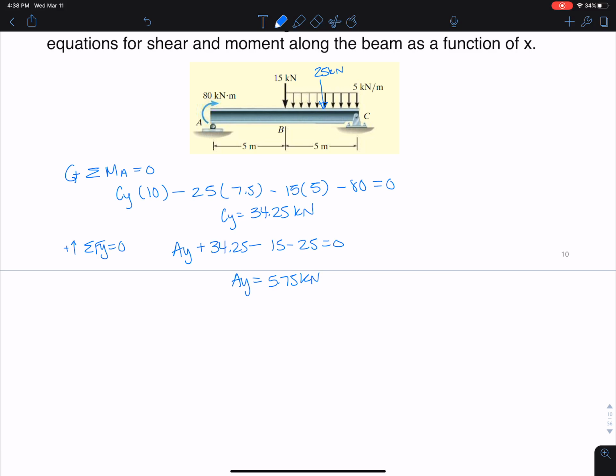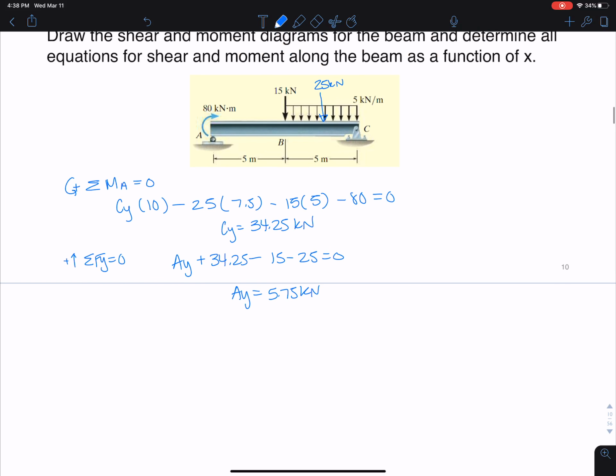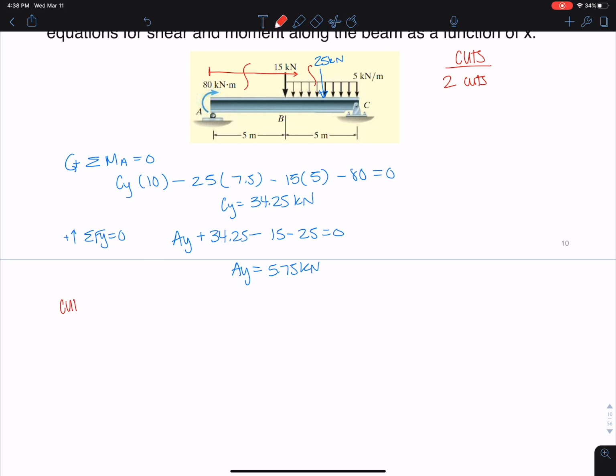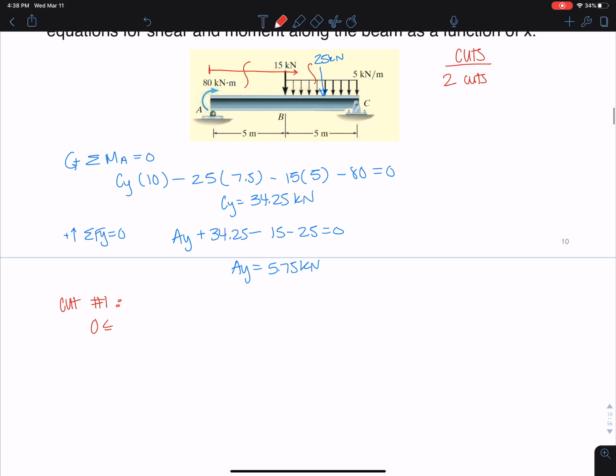Now let's make our first cut, okay? Actually, before we make our first cut, I might have given it away, but how many cuts do we need here? Okay, we start at this point, no change, no change, no change until we get to this point. So it means we need to cut here. And then there's some change, so we need to cut here. So we need 2 cuts. Okay, so cut 1 is going to be from 0 less than or equal to x less than or equal to 5. So between 0 and 5.